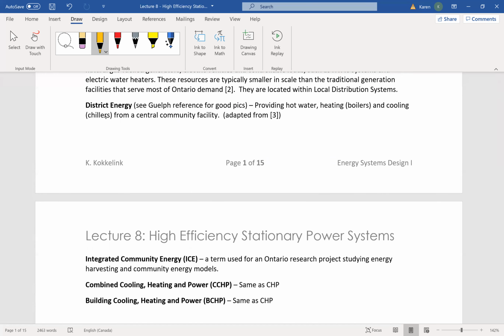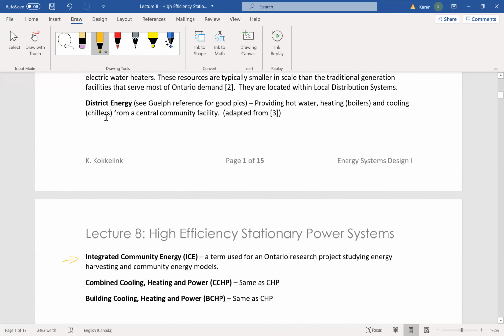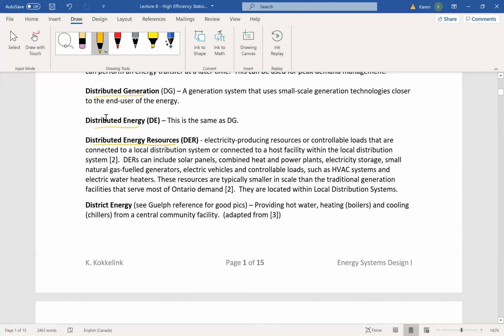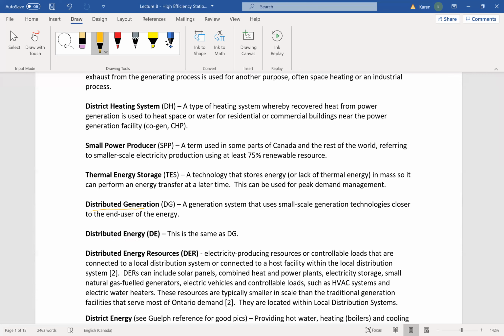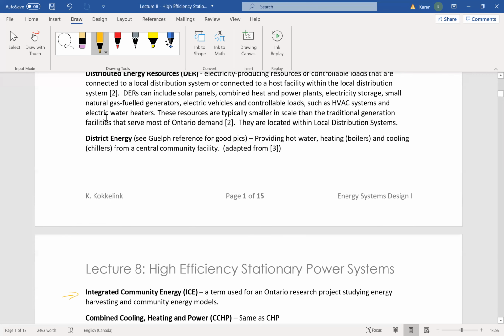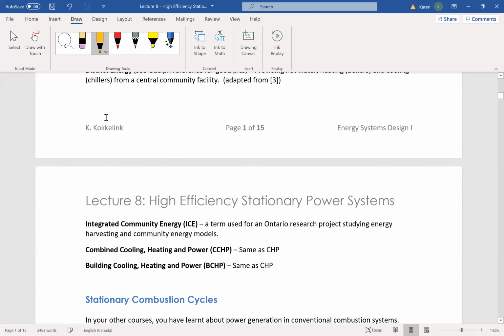We have a few definitions for CHP as well. And then I even put in here a few Ontario specific projects and programs that are trying to promote energy savings in Ontario's grid. So it's all very interesting, but let's start our studies with a thorough understanding of the different definitions that are out there.